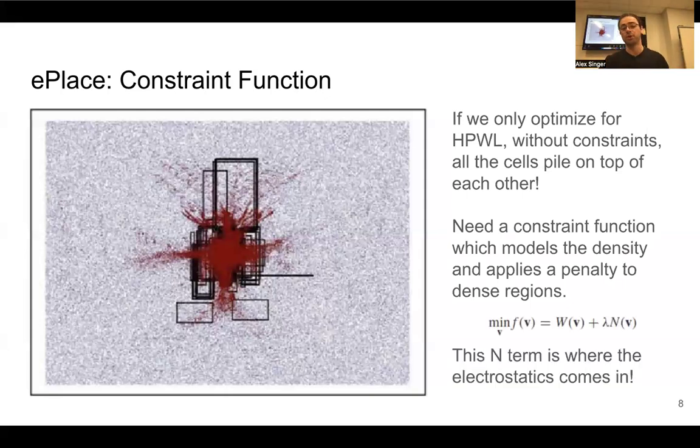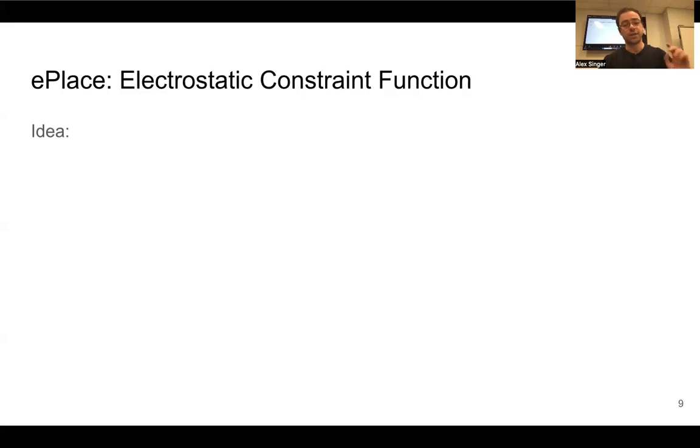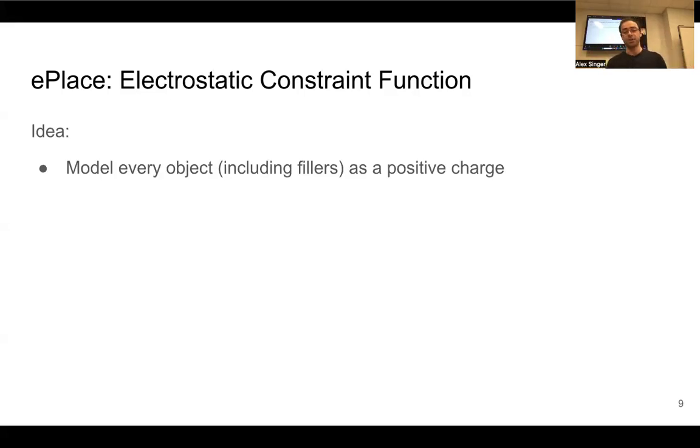And in this paper, what we do is we model the density using electrostatics. So this will look like this equation. It's the same equation that we saw before. So this is where the electrostatics will come in. The idea is we model every object, including something called fillers, which I'll get into, as a positive charge. What that means is that all the atoms feel a repulsive force from each other, and they feel this electric field that gets produced from the very dense regions off to the very undense regions.